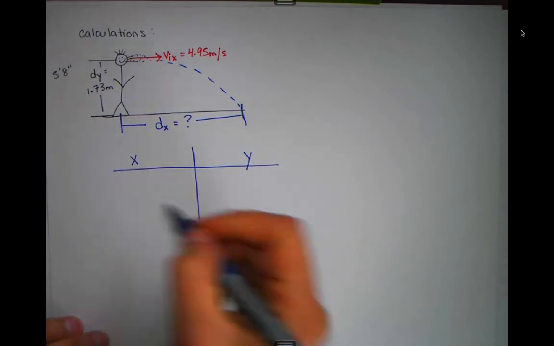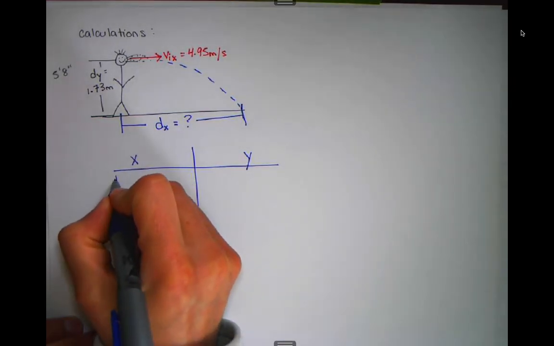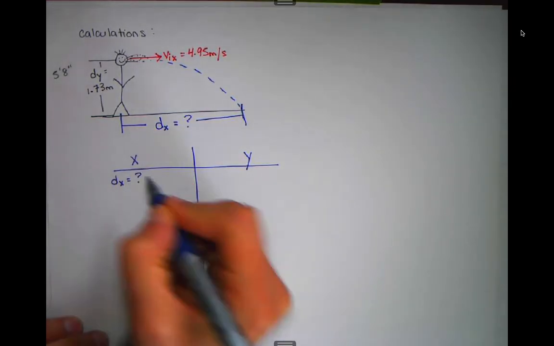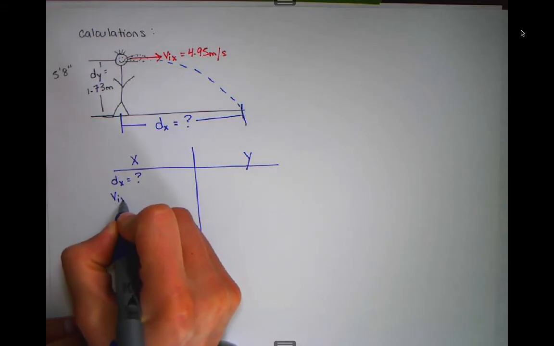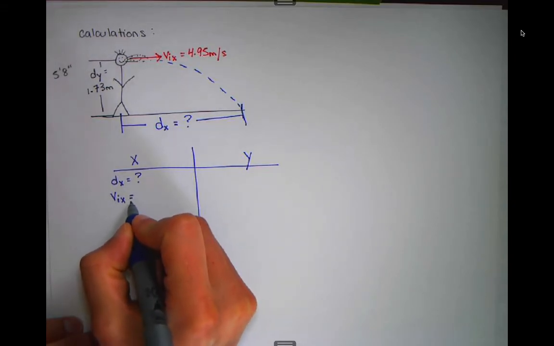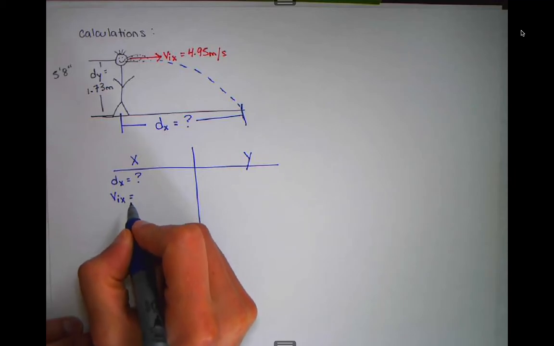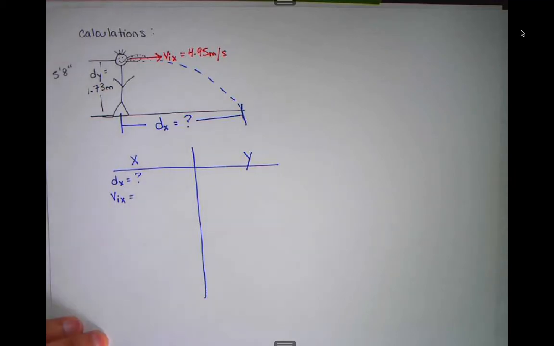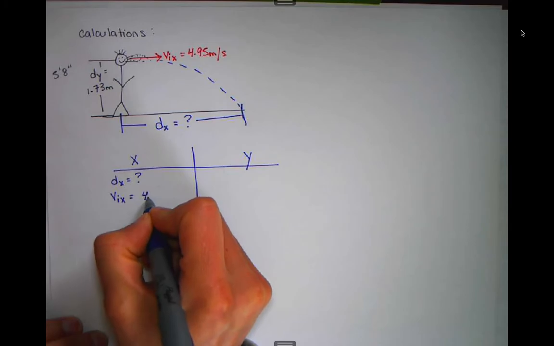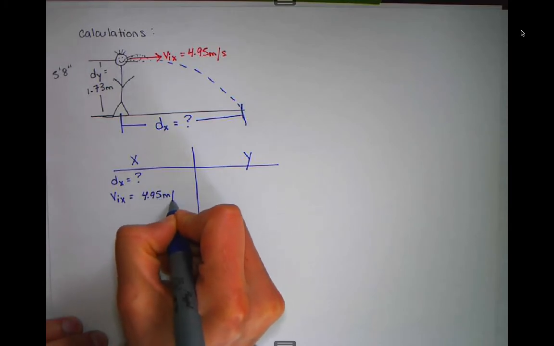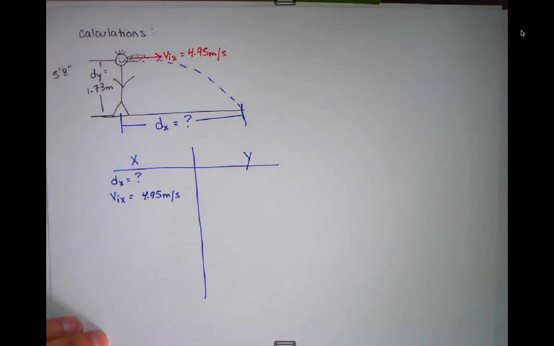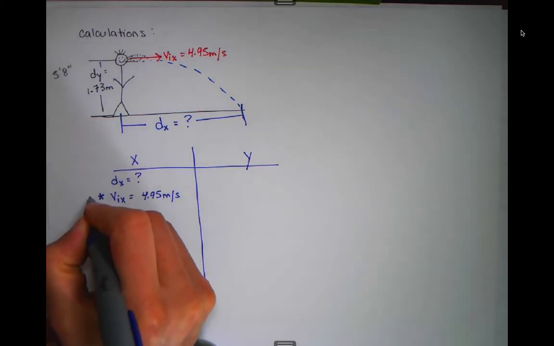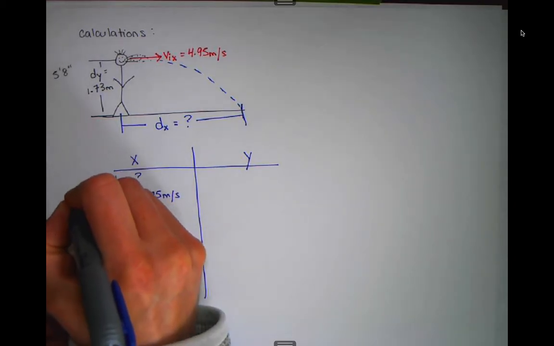So I'm going to label things that I know here. I'm looking for dx. I know the initial velocity because this is the value that you got in your data collection. So my personal value is 4.95 meters per second. Yours will be different, right? So I'm going to put a little star next to this. This is your value. Use your numbers.